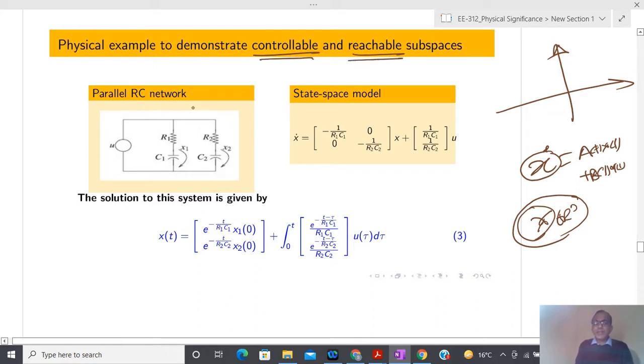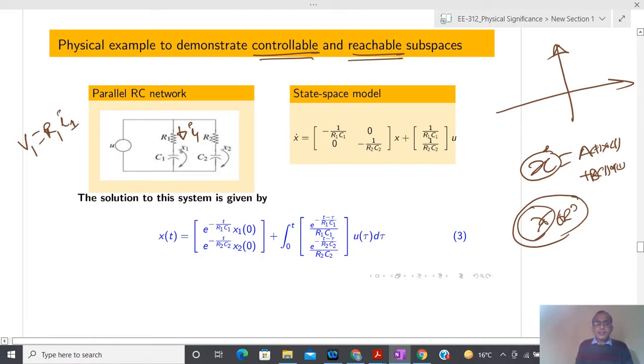So I have taken an RC circuit, two RC circuits, where R1, C1 and R2, C2 are different, and I have some voltage U. After that I have come up with this state space model. I have applied the first principle. What is the meaning of first principle? I know that if current I1 flows through this resistor, then voltage V1 is R1 into I1.